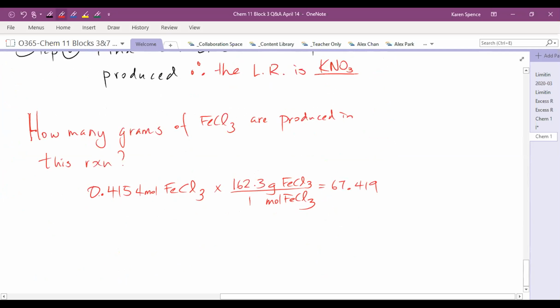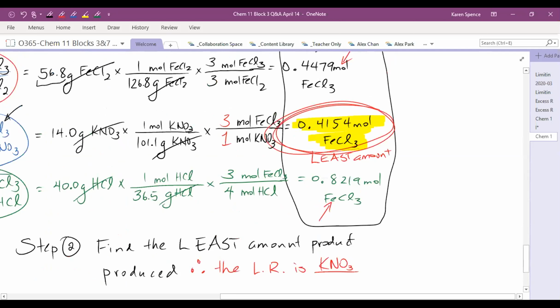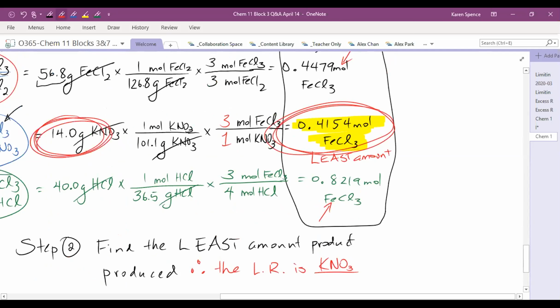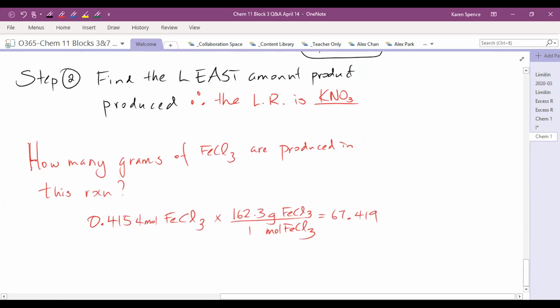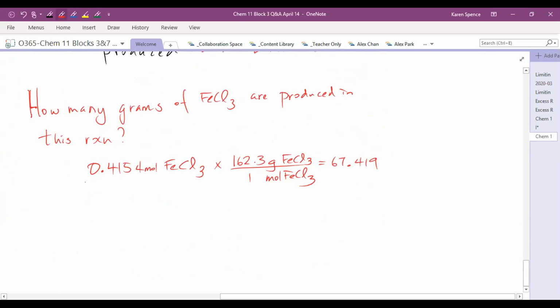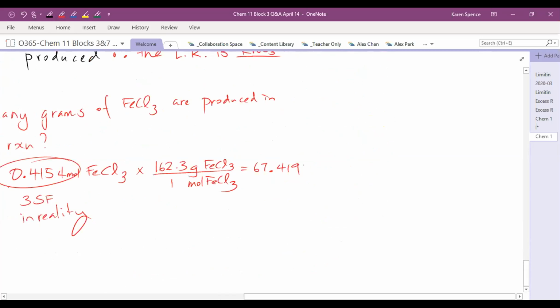Okay, but remember, if we go back here, 3 sig figs in my limiting reactant, and that gave me 3 sig figs here, even though I wrote 4, okay? And so down here, this in reality, even though I wrote 4, this number should only have 3 sig figs. And so our final answer would only have 3 sig figs. Okay?